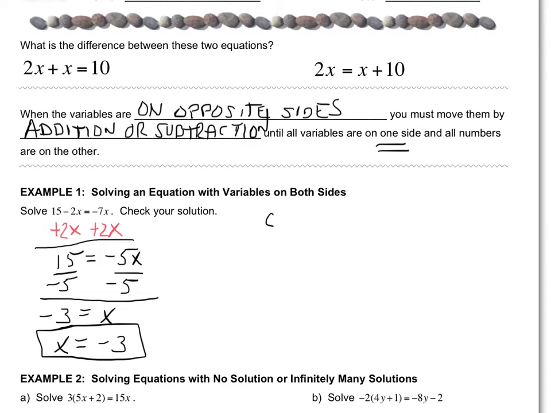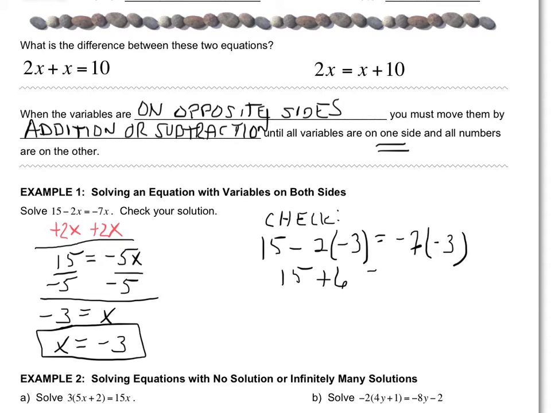To do a quick check on this, again, you always want to check in your original equation. So I'm going to go back to 15 minus 2 times x, and I'm going to replace the x's with a negative 3, equals negative 7 times x, and the x is a negative 3. And now I follow PEMDAS. So 15 minus 2 times a negative 3: negative 2 times negative 3 is 6. And then negative 7 times negative 3 is 21. 15 plus 6 is 21. So that tells us that we have the right answer and we can move on.